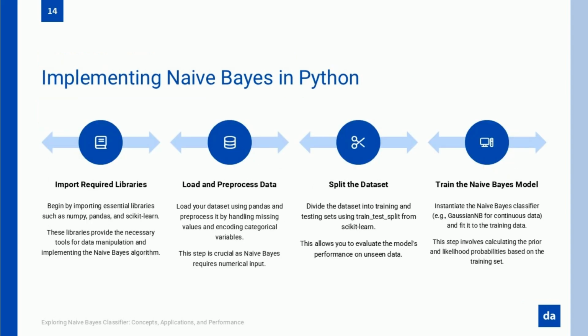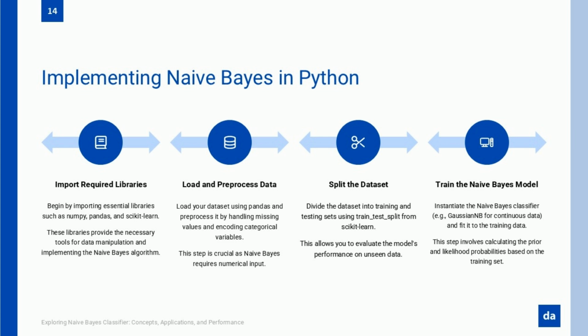Now it's time to move from theory to practice, implementing naive Bayes in Python. Understanding the mathematical foundations is crucial, but applying the model to real-world data is where the real power of machine learning comes to life. The great news? Naive Bayes is one of the easiest classifiers to implement, thanks to its simplicity and efficiency. Let's walk through the step-by-step process.